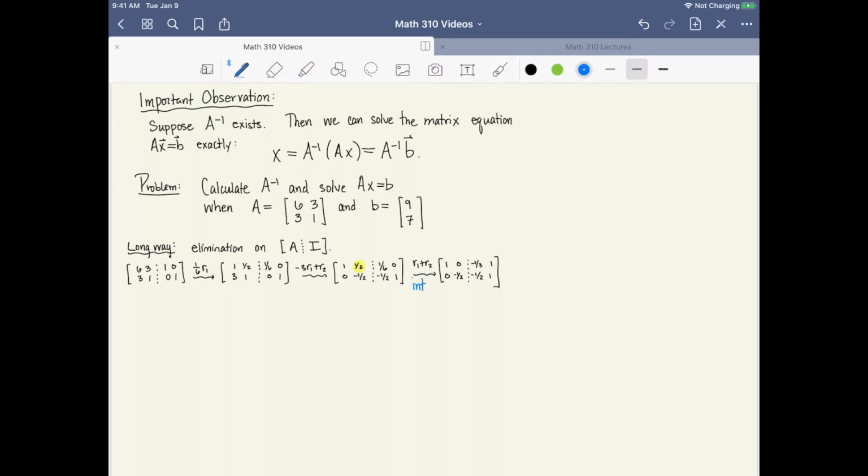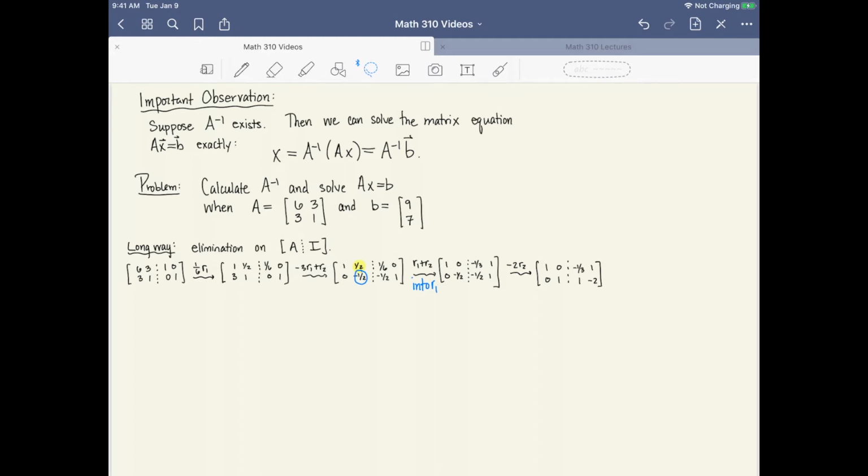Even though I don't have a 1 as my pivot in this spot, I'm going to use that -1/2 to clear out the entry above it. Because remember, I'm working towards something that is eventually going to be the identity matrix with 1s down that diagonal. And then the last row operation that I'm going to do is to turn that -1/2 into a positive 1. I'm going to multiply the second row by -2.